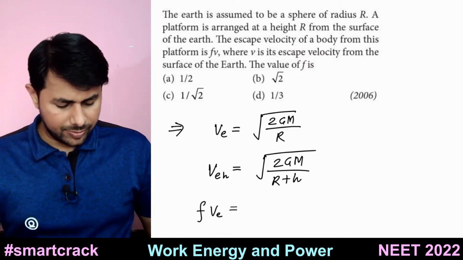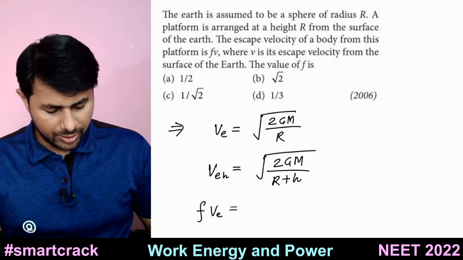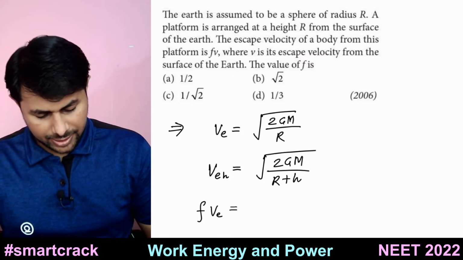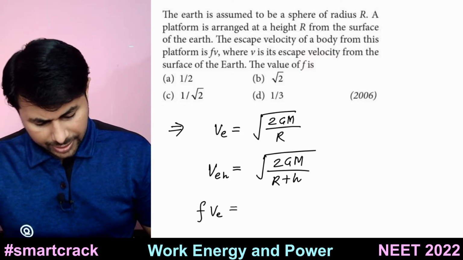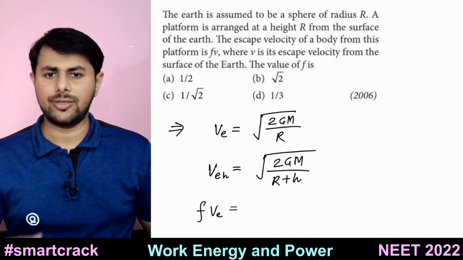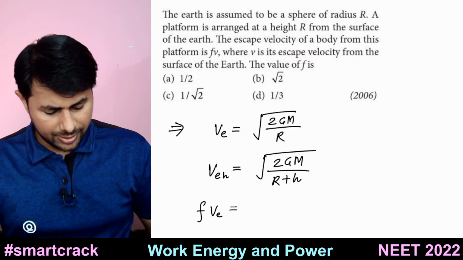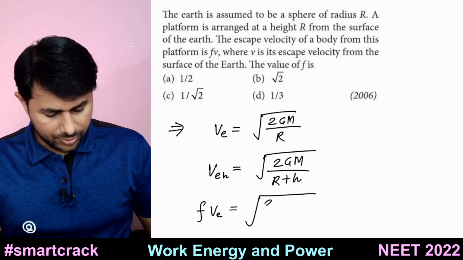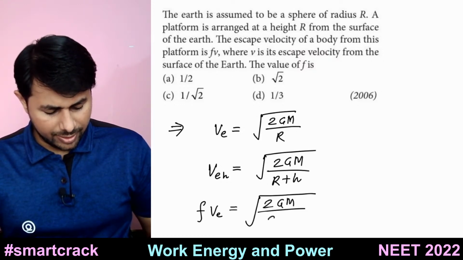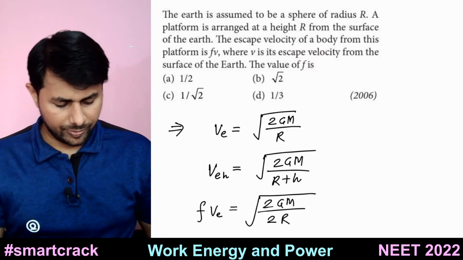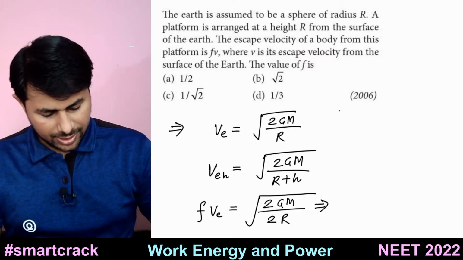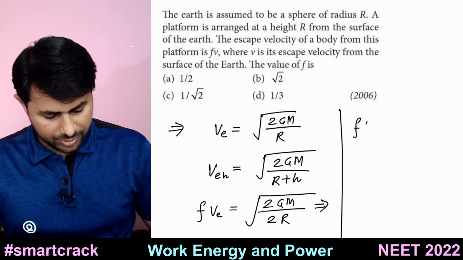So in the denominator we have R plus h. What is h in this problem? Height R. Okay, h is equal to R. Let's substitute that. So it is square root of 2GM divided by 2R, which is equal to f times ve.